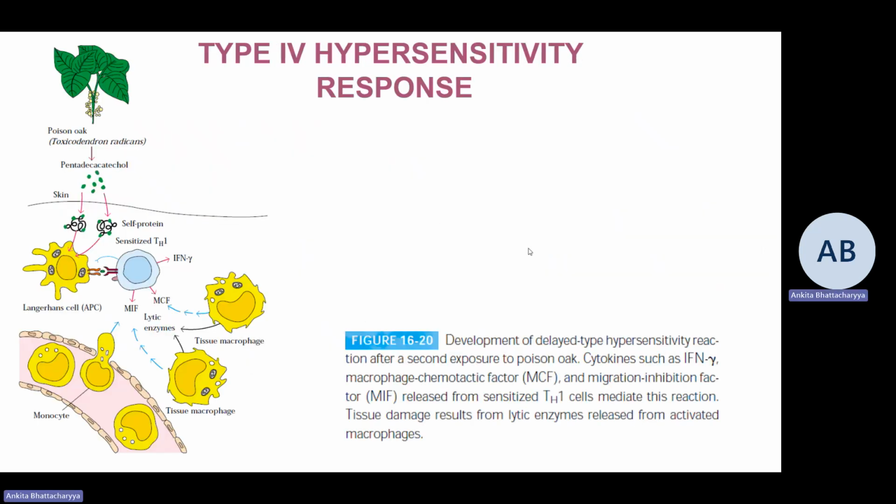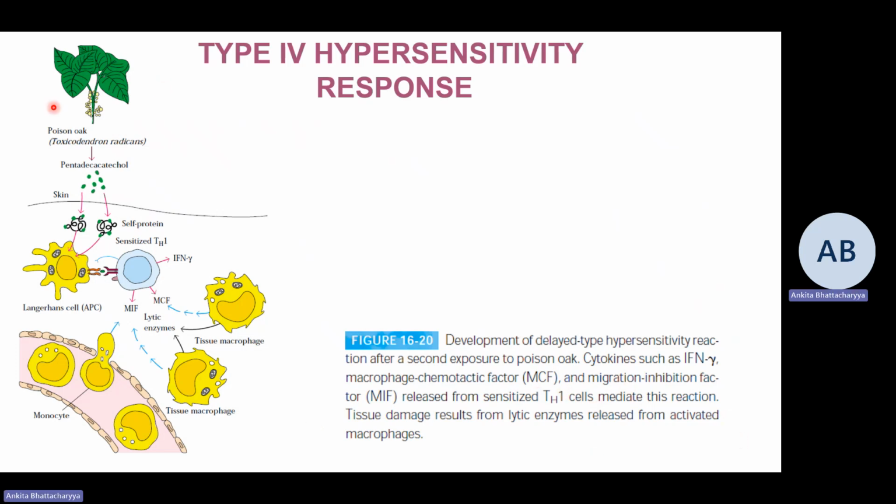In the last slide, we are seeing the way in which poison oak is able to induce an allergy. This is the development of a delayed type hypersensitivity reaction after a secondary exposure to poison oak. Cytokines like interferon gamma, macrophage chemotactic factor or MCF, and migration inhibition factor MIF released from Th1 cells actually mediate this particular reaction. And tissue damage results from the lytic enzymes that the activated macrophages have released.